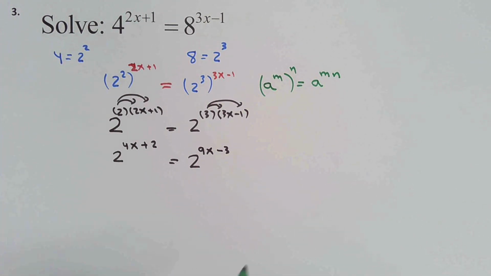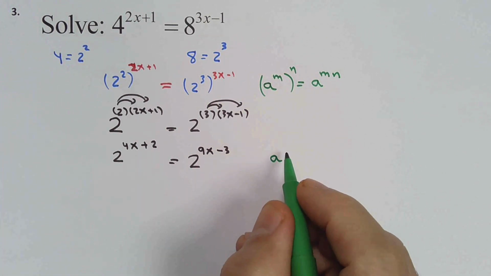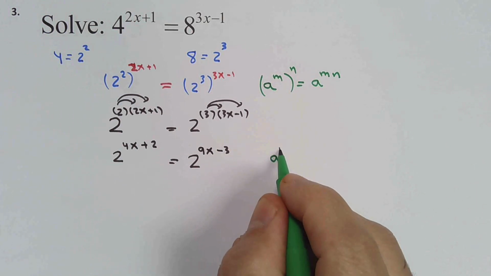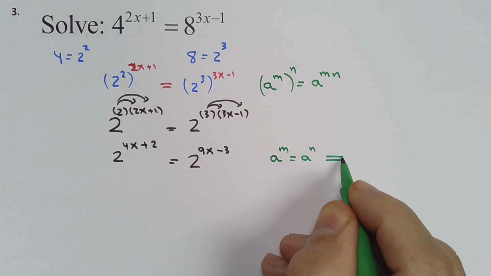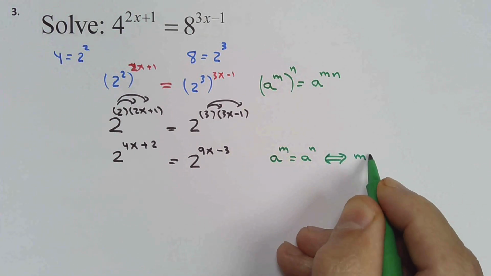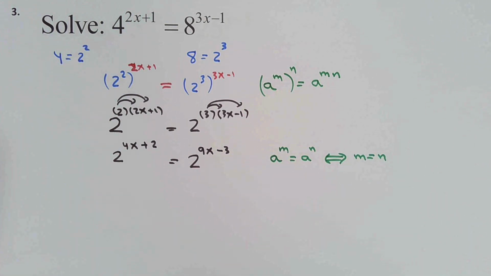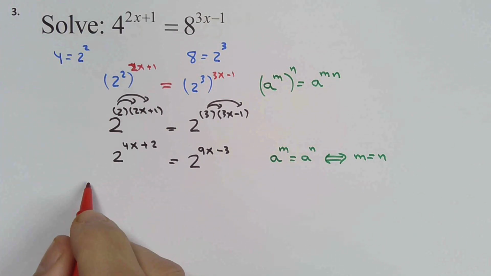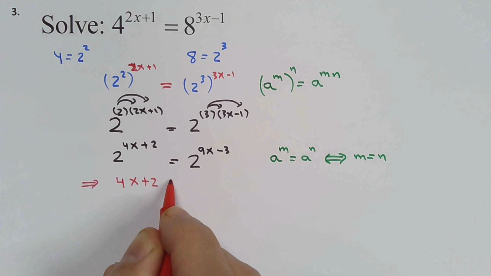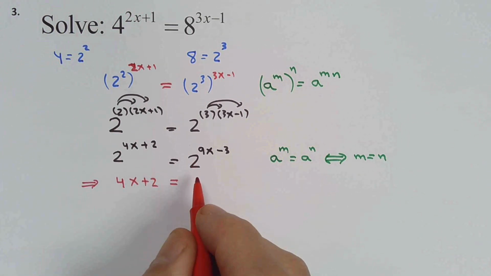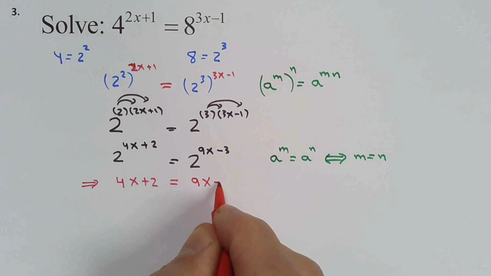Another formula says a to the power m equals a to the power n if and only if m equals n. We're going to apply it. This implies that 4x plus 2 equals 9x minus 3.